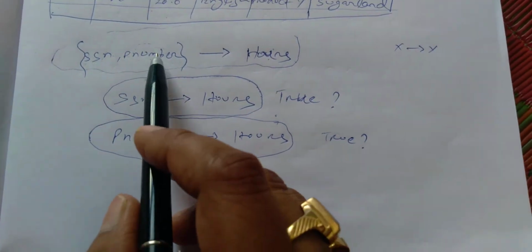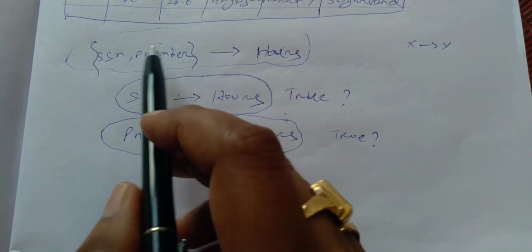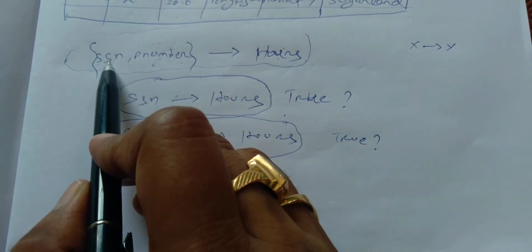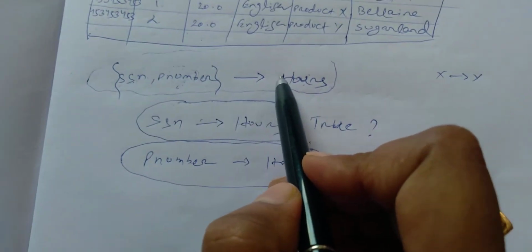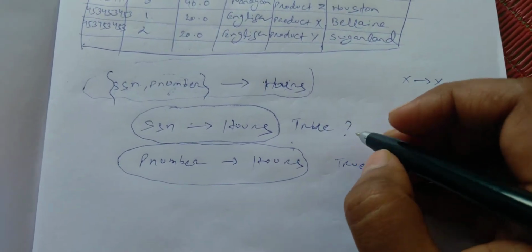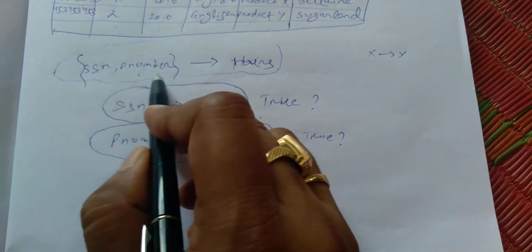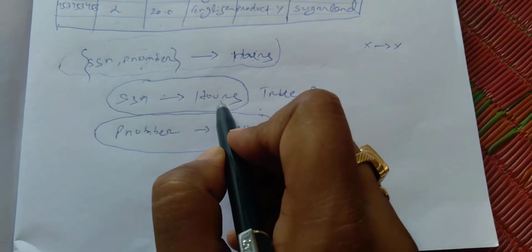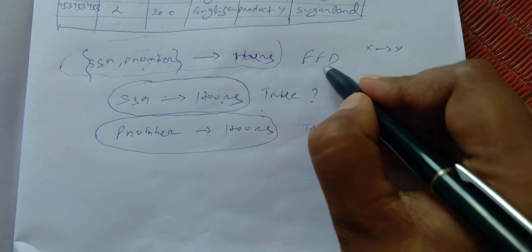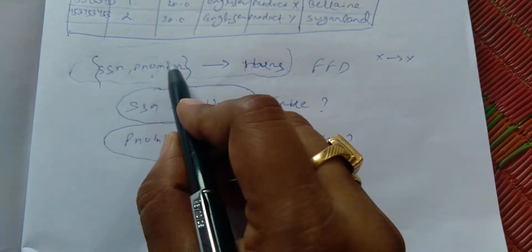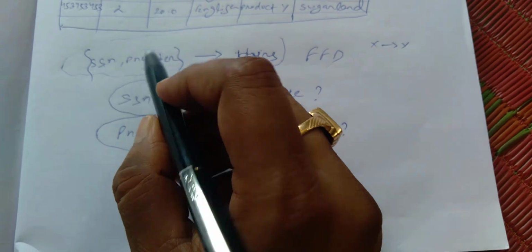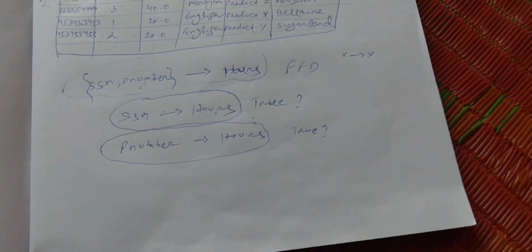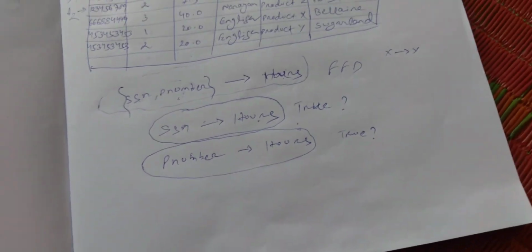So if you are removing the attribute from this, only SSN cannot determine hours. Similarly, if you remove SSN from this, only P number cannot determine hours. So these two have to be present combined. Alone they cannot determine hours. So this is a full functional dependency. None of the attributes from the X side can be removed. If you are removing one, the other cannot determine the Y. Fine, this is full functional dependency.